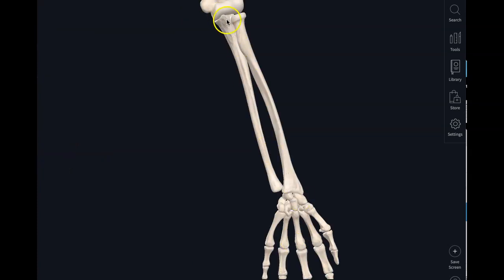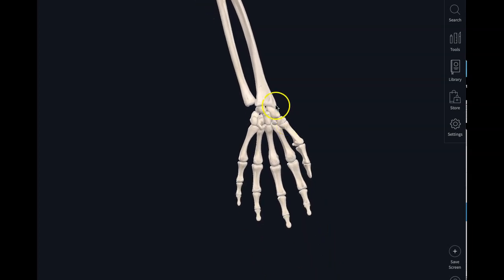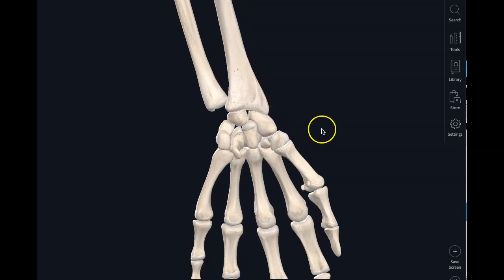So we finished the ulna, the medial bone, and the radius, the lateral bone. Now we're going to go on into the carpal bones. Now there are 8 carpal bones. Remember, carpal means wrist. So for my class, I only want you to know 3 of them because clinically, those are the 3 that are important.